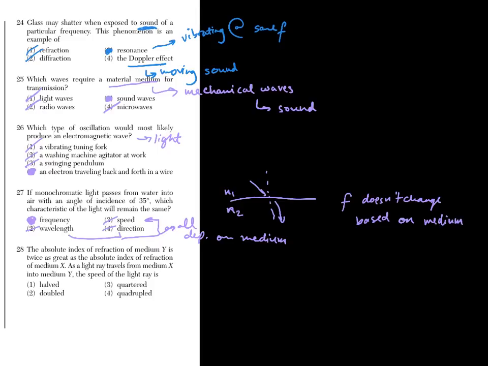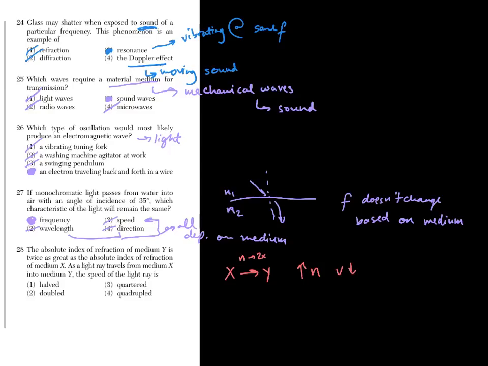Alright, number 28. Now, we're talking about light anyway. So anyway, we're going from X to Y. The index of refraction doubles. It doubles. Okay? So index of refraction, the smallest number you get is 1. When you increase that, you cause the speed of light to decrease.